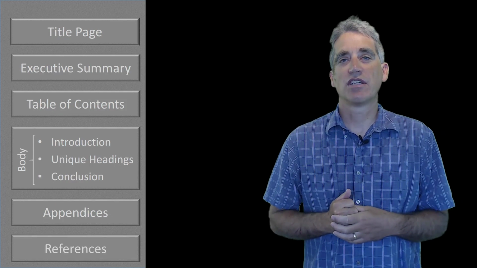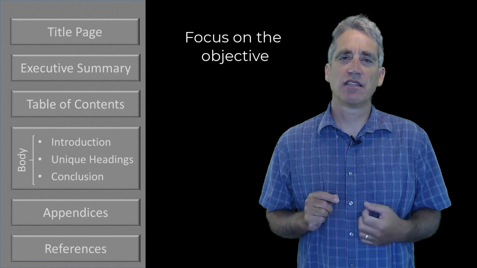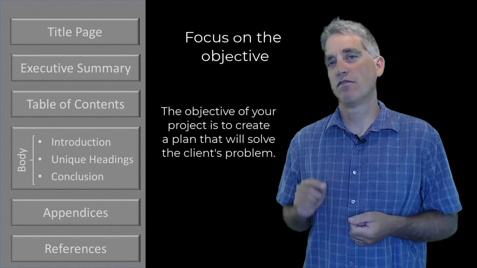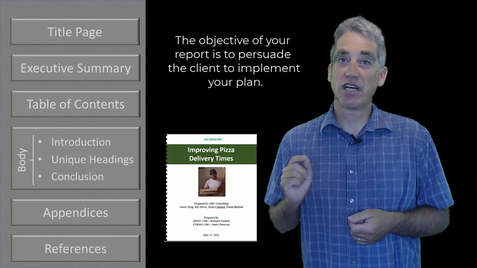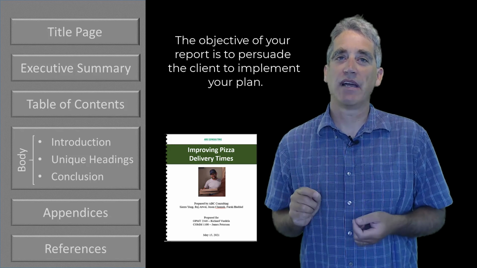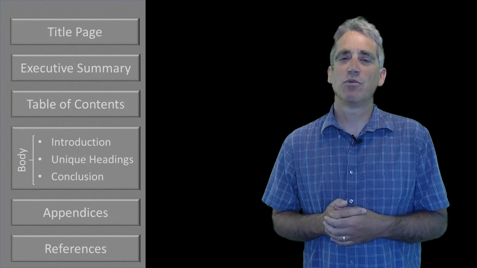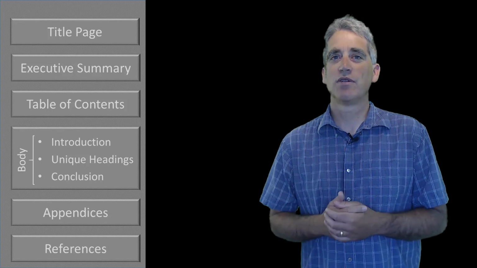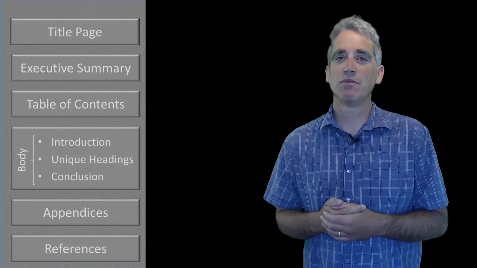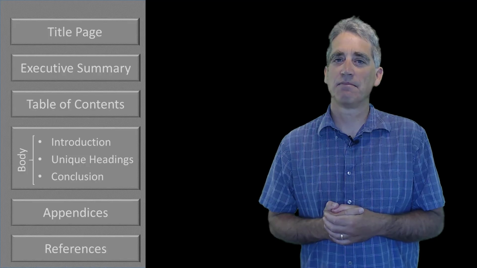So that's how your project should be organized. To conclude, let me just say, focus on the objective. The objective of your project is to create a plan that will solve the client's problem. The objective of the report is to persuade the client to implement your plan. Now, a great report will be clear and concise. Relevant information will be communicated visually so that it is instantly understandable. In the end, the report should be easy to read, even for someone who's not familiar with the project.